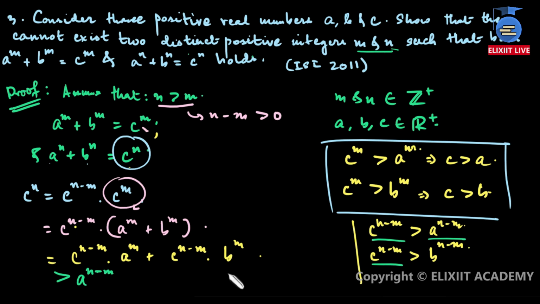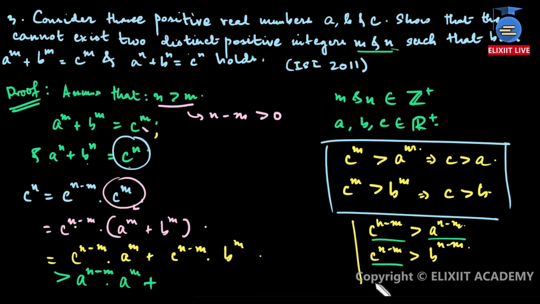You have c to the power n minus m greater than a to the power n minus m. So obviously, whatever you multiply, multiply a to the power m on both sides. So this will still be greater than a to the power n minus m multiplied by a to the power m. That is what we are doing over here. We have showed that c to the power n minus m is greater than a to the power n minus m.